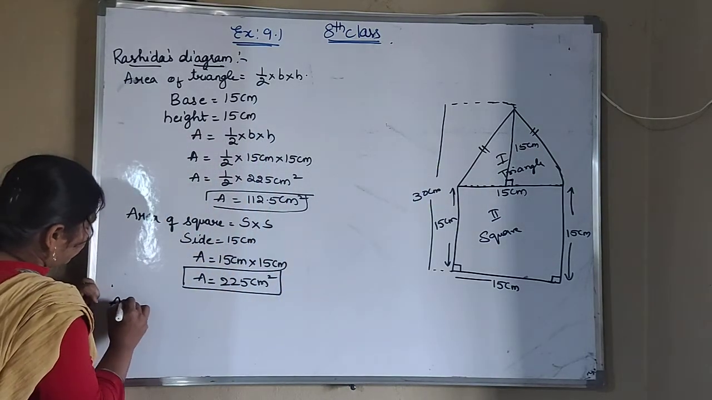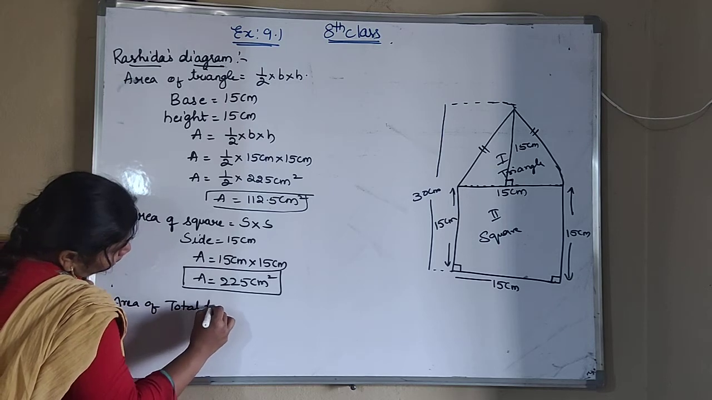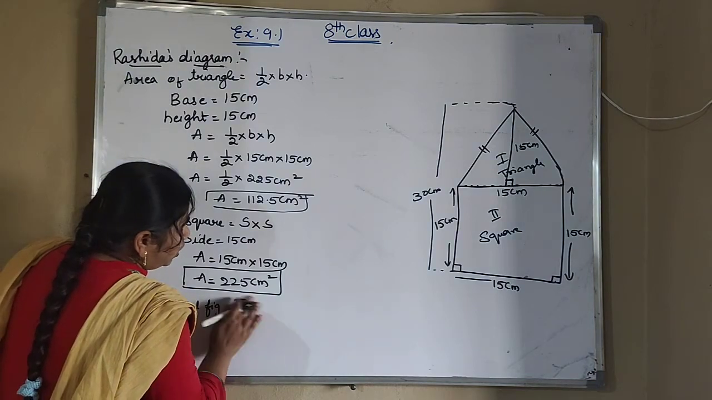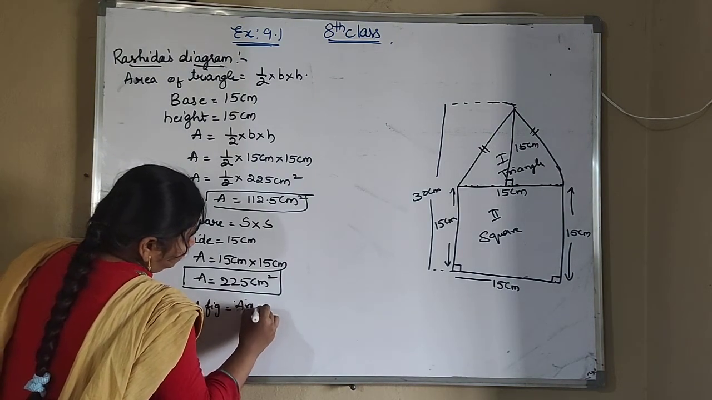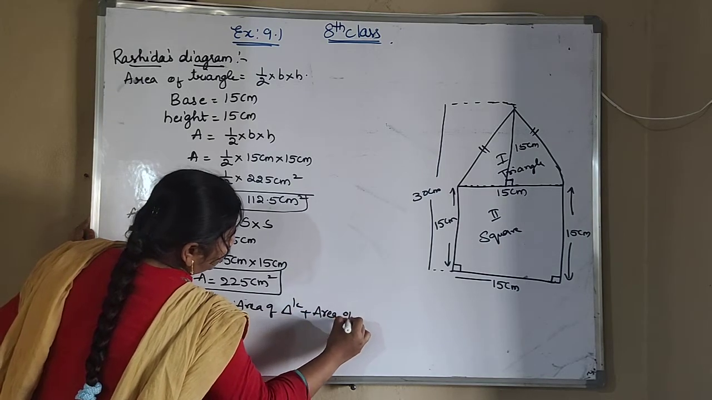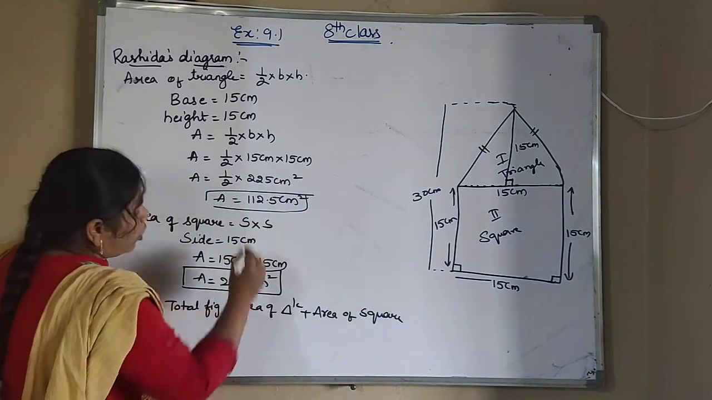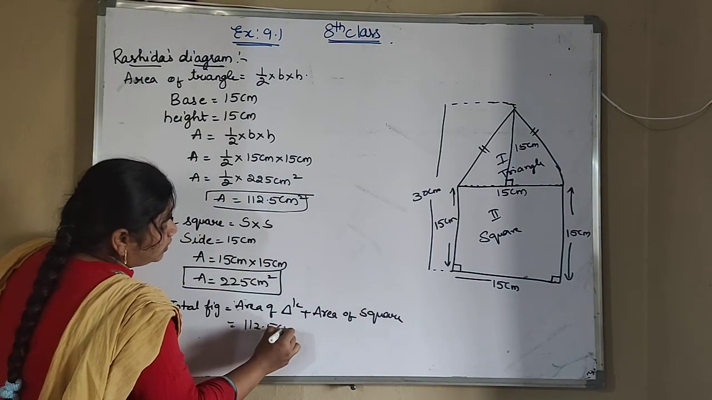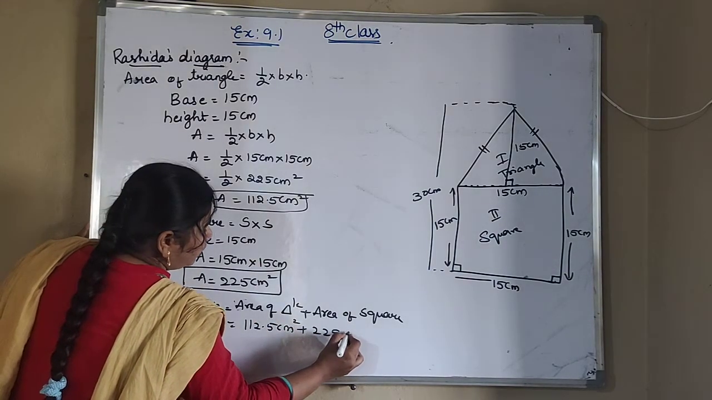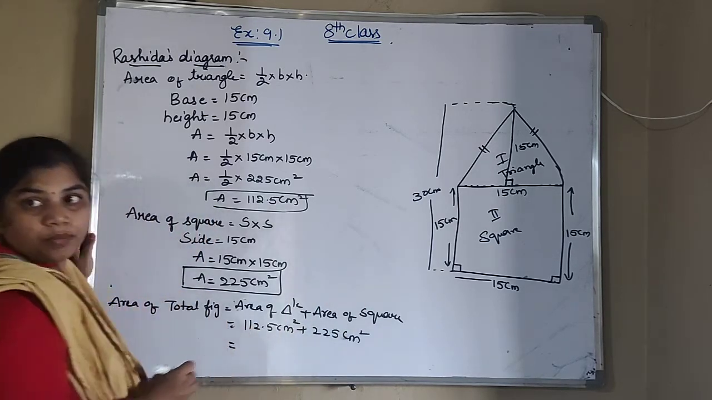So area of total figure is equals to, so what we have to do? Area of triangle plus area of square we have to find. Area of a triangle you got as 112.5 centimeter square plus area of a square you got as 225 centimeter square. If you add this, how much you will get?